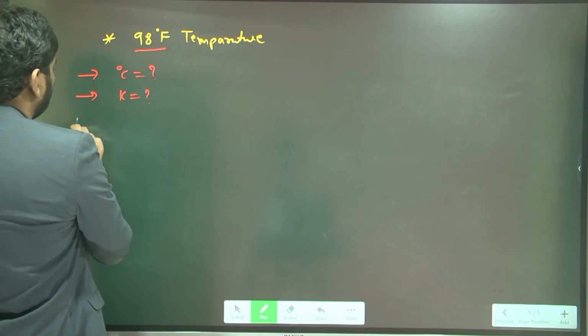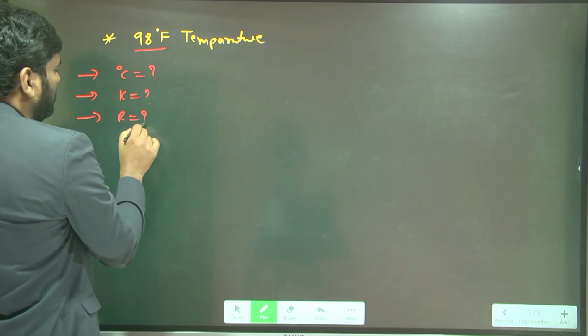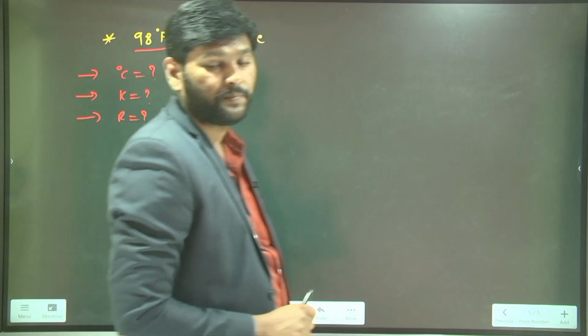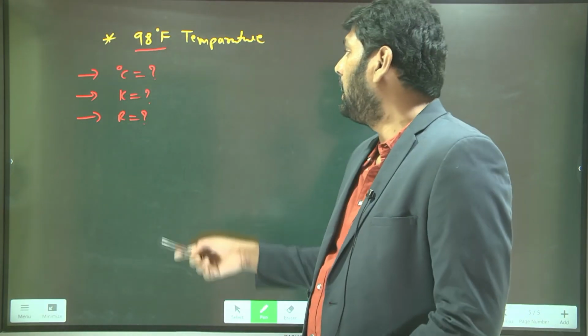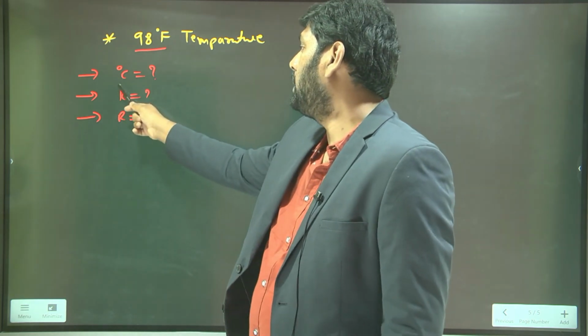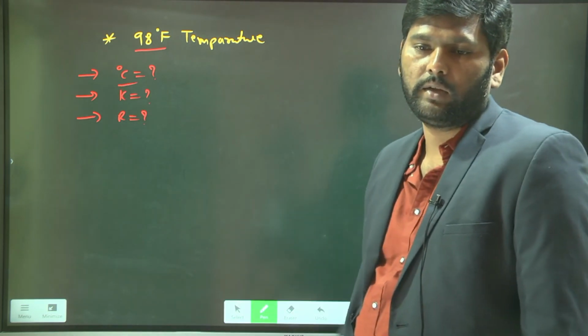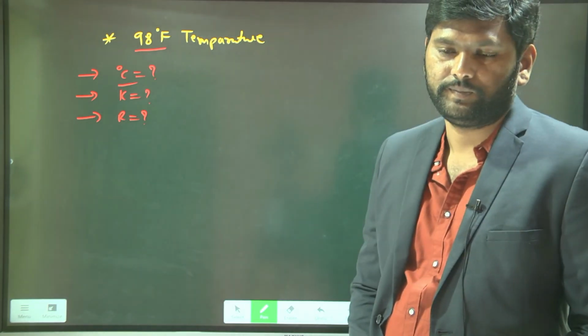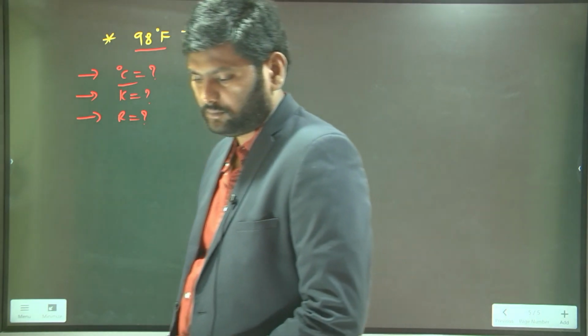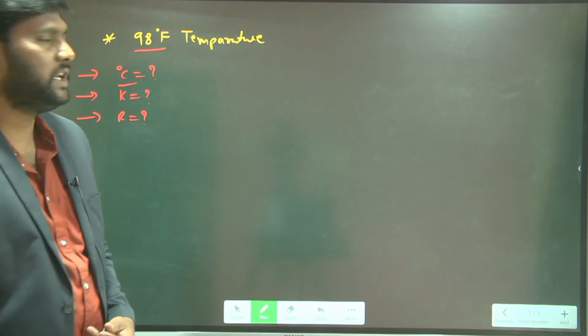Kelvin. Next Raman. Will you find this now? Give homework, sir. No, do it. I do first, do the Celsius scale. The remaining things I'll give as homework. Understand? Okay, sir. Find out the Celsius scale.